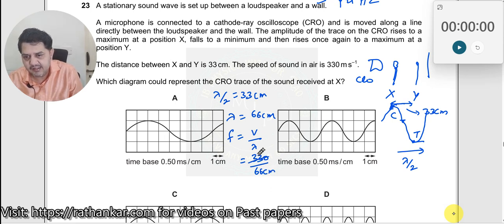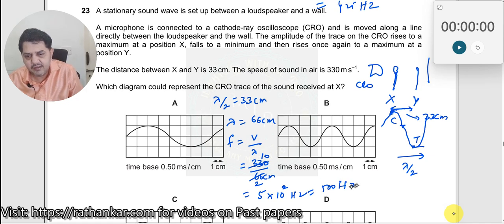33 tens up, 33 twos up, which should be 10 by 2, which is equal to 5 into 10 to the power of plus 2 hertz, right? Because centimeter converted into meter, 10 power minus 2 goes upwards to 10 square, which should be equal to 500 hertz. What is this now? This is nothing but frequency.